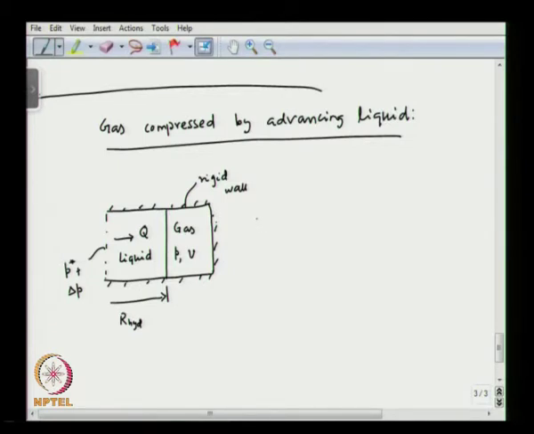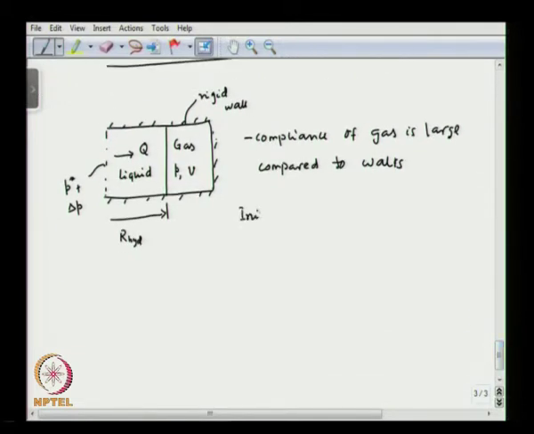Okay. So the compliance of gas is large compared to the walls. Okay. So that is the assumption that we are making because the walls are rigid. So let us say initial condition, we have pressure P star everywhere, the liquid as well as the gas are at pressure P star, and the gas volume is let us say V star. Okay. Now as the liquid is going to advance, the pressure is going to change to P and V.